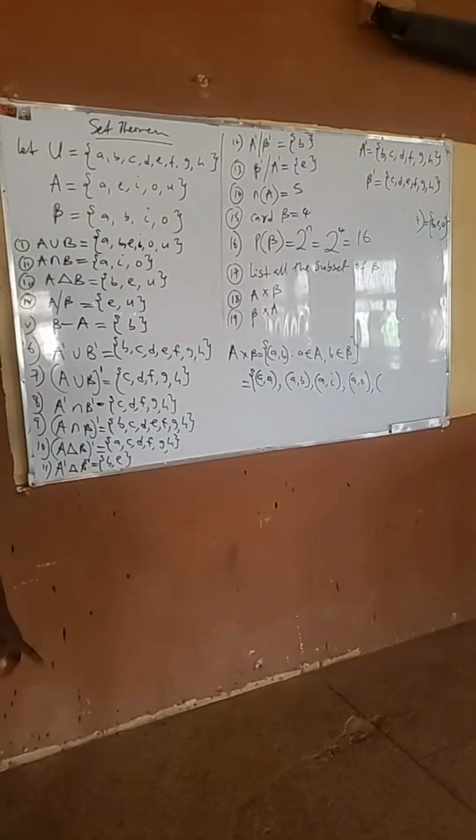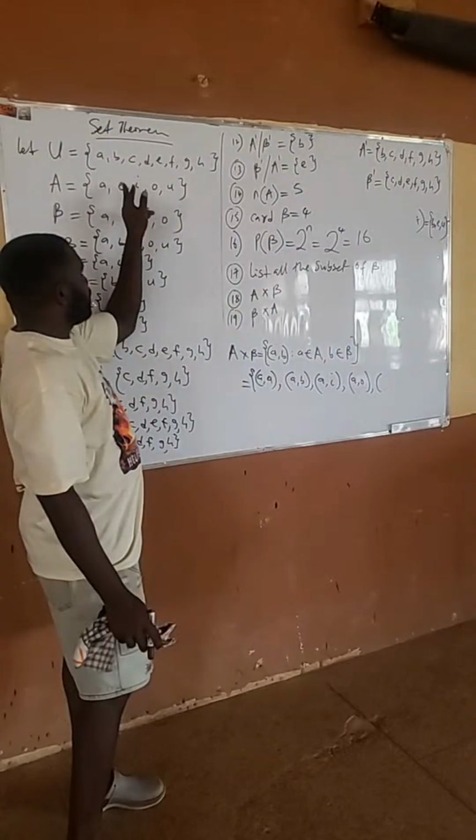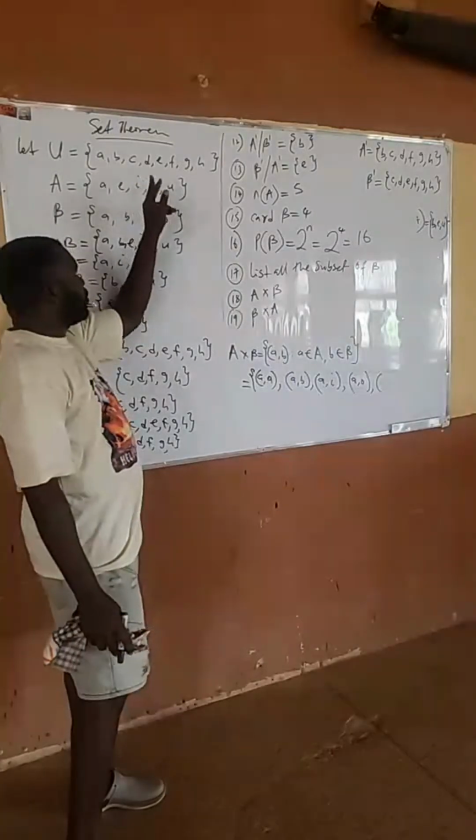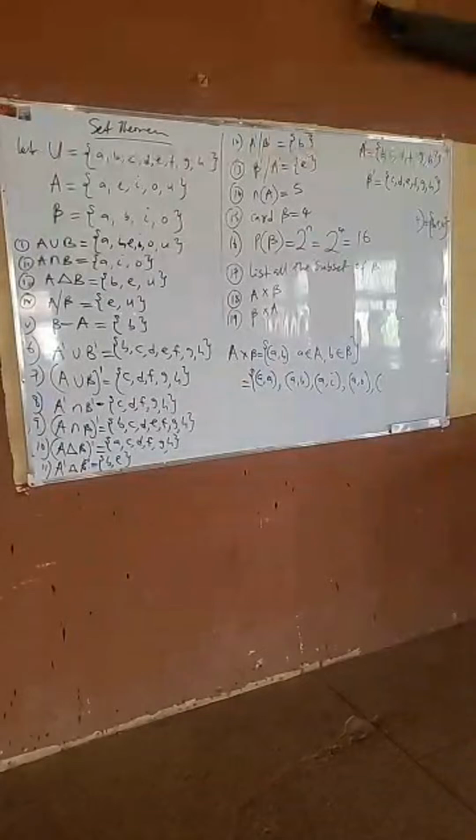All right, write it. Let me see. So if you are done with E, you go to I. If you are done with I, you go to O. If you are done with O, you go to U. So that is for cross. That's how to write cross.